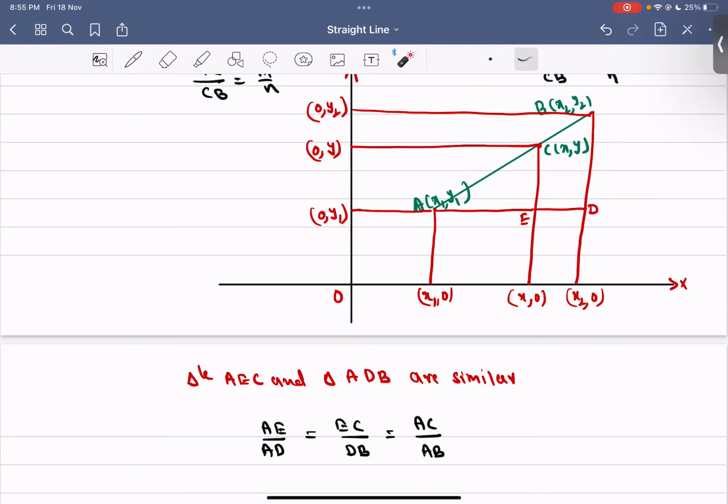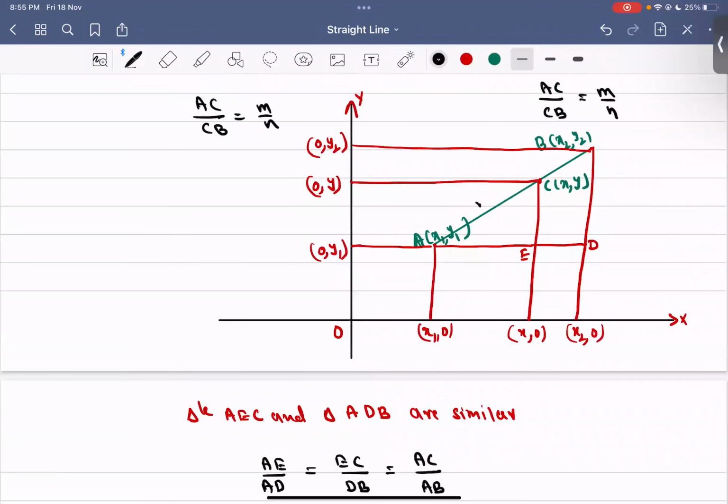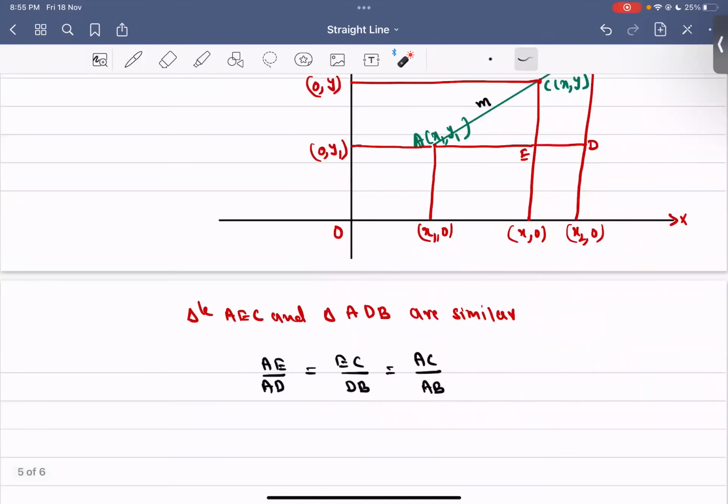AC by AB. So what is AC by AB? Because the triangles are similar. Now the AC ratio is what I said, m is to n. Yes or no? M is to n means if AC is m parts, then CB is n parts, then m is to n. So this AC by AB is nothing but m by n.